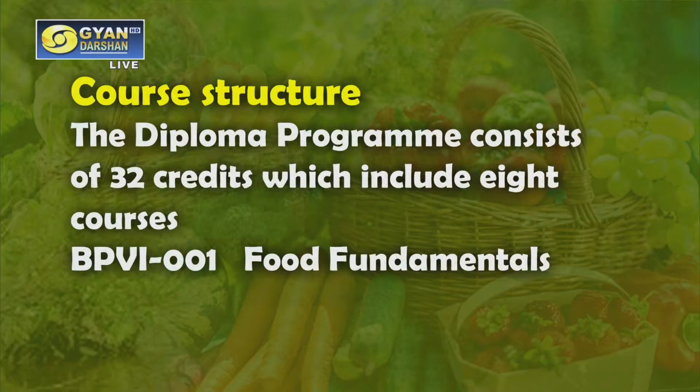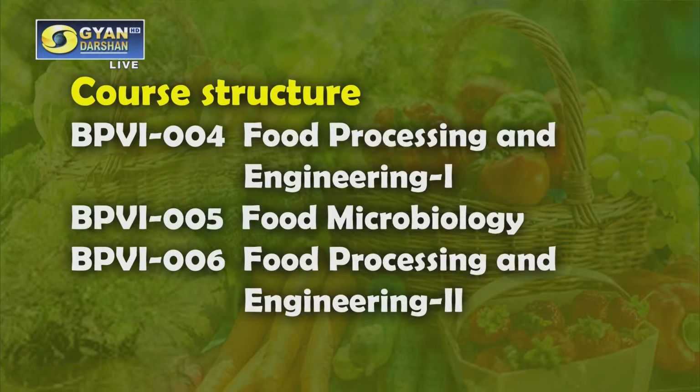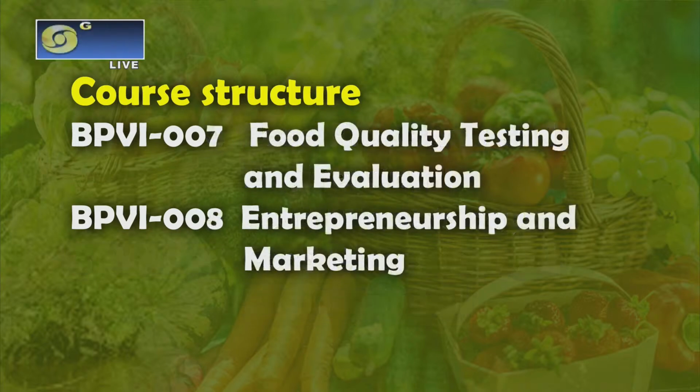The diploma program consists of 32 credits, which include 8 courses each of 4 credits, namely Food Fundamentals, Principles of Post-Harvest Management, Food Chemistry and Physiology, Food Processing and Engineering 1, Food Microbiology, Food Processing and Engineering 2, Food Quality, Testing and Evaluation, Entrepreneurship and Marketing.